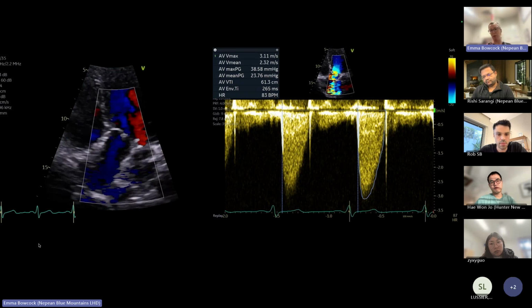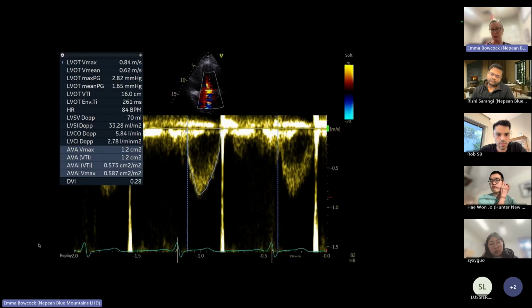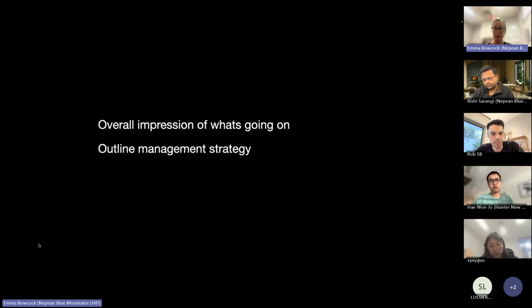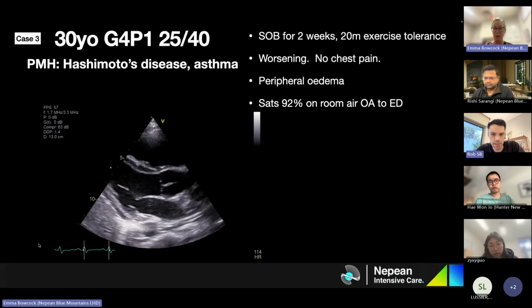of about 3.1. So it all kind of fit with it being moderate aortic stenosis, and they are bringing forward her delivery actually, based on her clinical symptoms. So she's actually developing a few features of heart failure. Anyway, thanks, Emma. That's a great case.